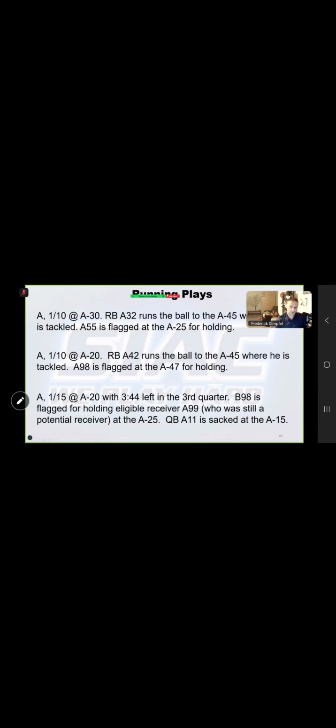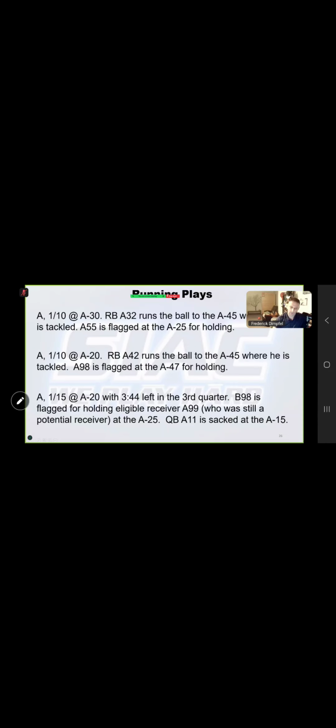So we got a defender, B98, flagged for holding an eligible receiver. So we have defensive holding. B98 is called for defensive holding as he was running a pass route at the A25-yard line. So right away, I'm comparing this spot to the line of scrimmage. So 5 yards downfield, we have a flag down for defensive holding. What's the result of the play?